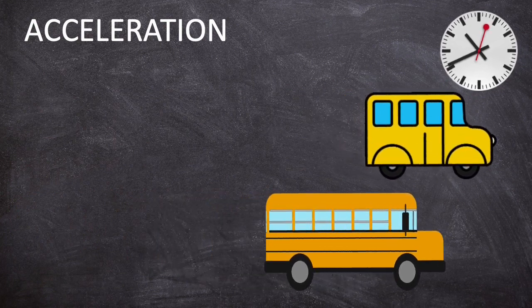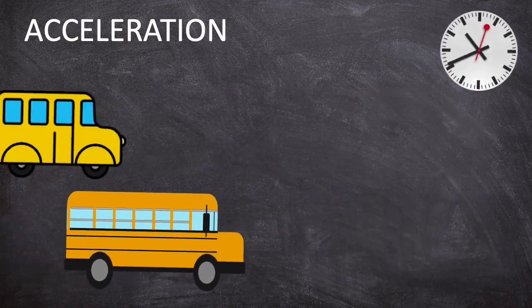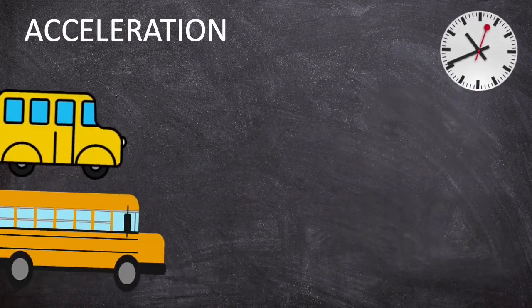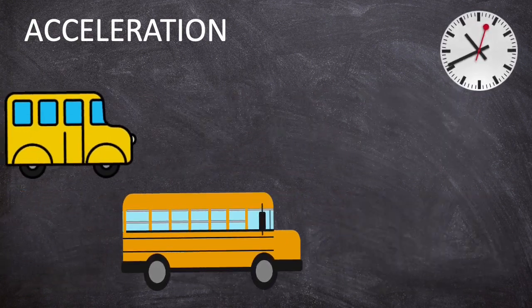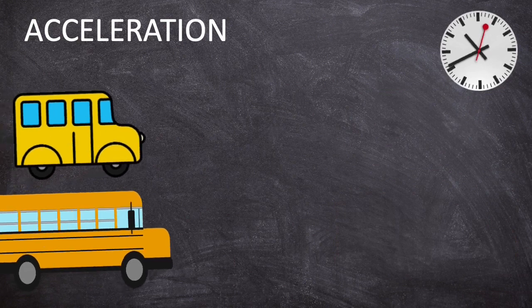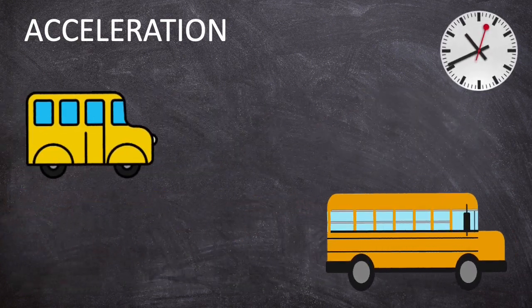Acceleration describes how fast an object changes position. It is the rate of change of velocity with time. If the change results in a decrease in velocity, it is called retardation or deceleration.